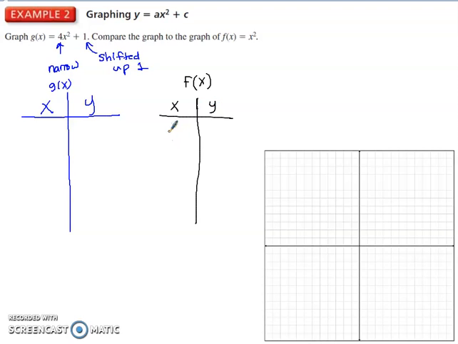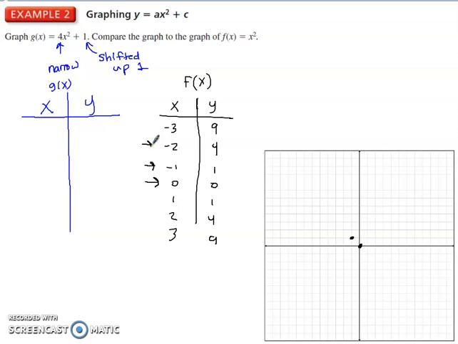So f of x, I'm going to start with -3, -2, -1, 0, 1, 2, 3, and we're just squaring all those values to get 9, 4, 1, 0, 1, 4, 9. So I've got 0, 0. If I start here in the middle of my graph, the pattern to get to the next point is simply to go to the left one and up one. So left one and up one.